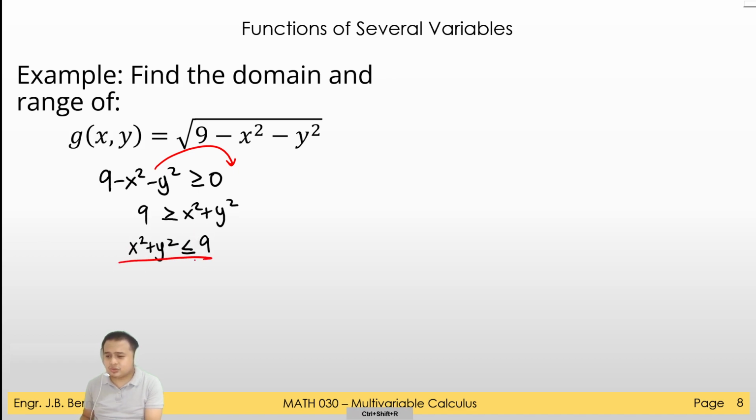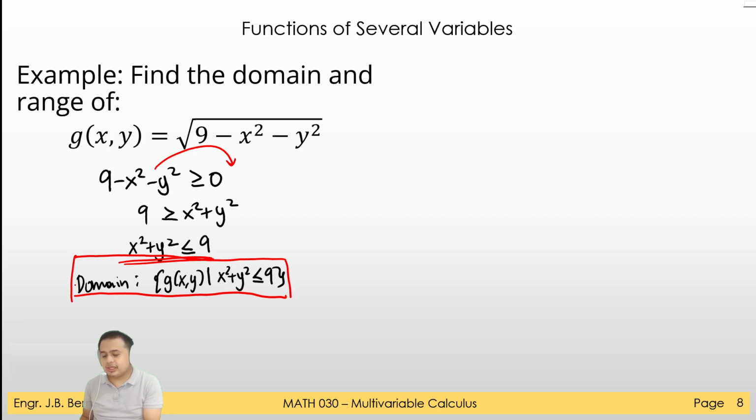There are different ways to show this. So your domain here, for the function g of x, y, or we could call this z, has this condition: x squared plus y squared less than or equal to 9. Okay, so this will be your domain. How do we now find the range? If we look at this, what should be the range of this?